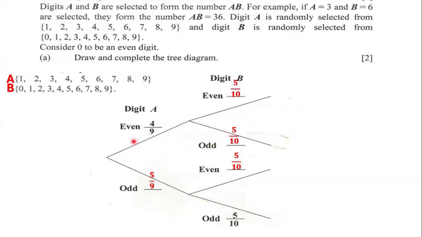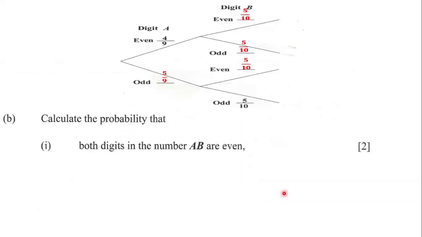Quick recap: the probability of digit A being even is 4 over 9. The probability of digit A being odd is 5 over 9. The probability of digit B being even is 5 over 10, and the probability of digit B being odd is 5 over 10. And so let's move on to the question.